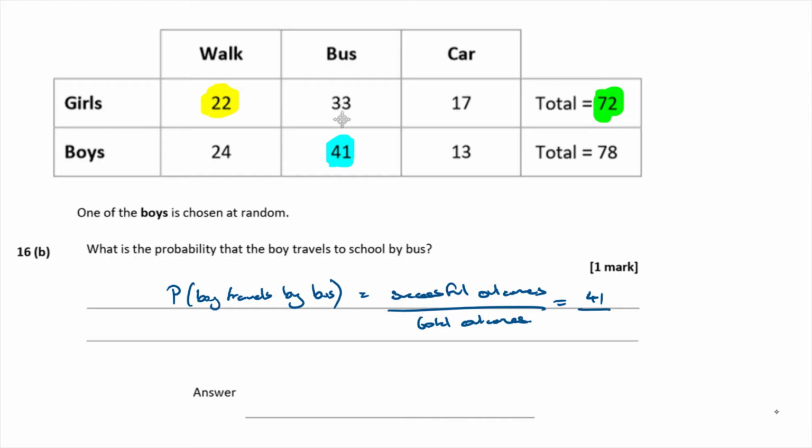Then total outcomes. I'm just picking from the boys, aren't I? It says one boy is chosen at random. So I'm picking from this group of boys, 78. So that is the number that goes on the bottom. That's the total outcomes. I could have any one of those 78 boys. So it's 41 out of 78. It doesn't ask me to cancel it down, so I'm not going to bother. I'm just going to leave it like that. Not sure if it does or not, but let's just move on.